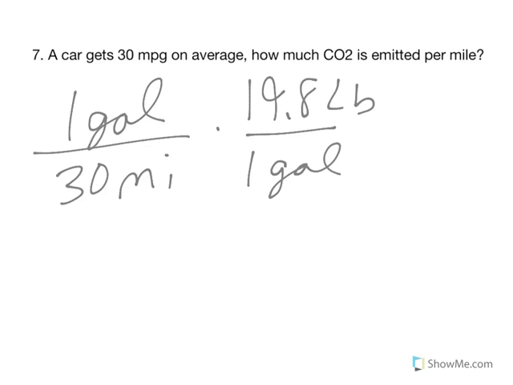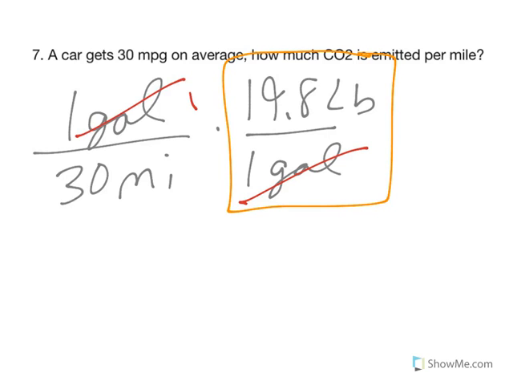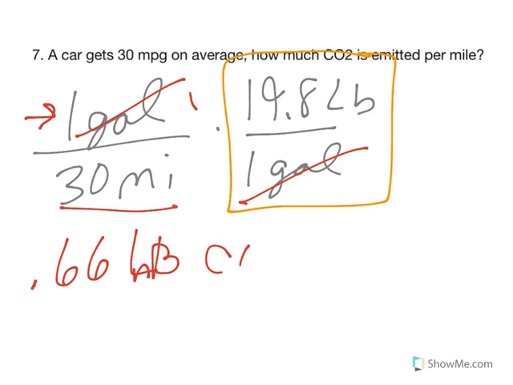How much CO2 is emitted per mile? Well, this one I worked backwards. I'm not going to lie. I said, okay, CO2, I got to start with the 19.8 pounds over a gallon. So how do I get rid of gallons? I put it on the top. So I know that I get 30 miles per 1 gallon. So gallon goes on top. I divide 19.8 by 30, and I end up with 0.66 pounds of CO2 per mile for that one. All right, we're going to go ahead and call that video number 1.